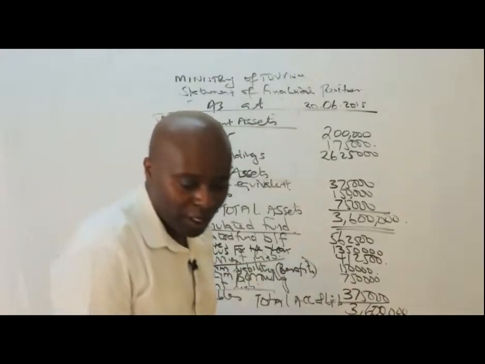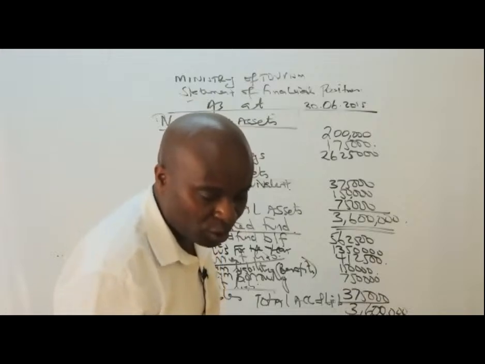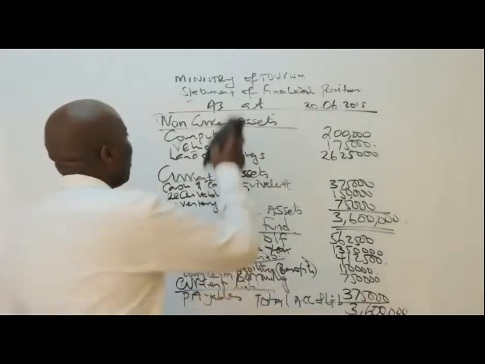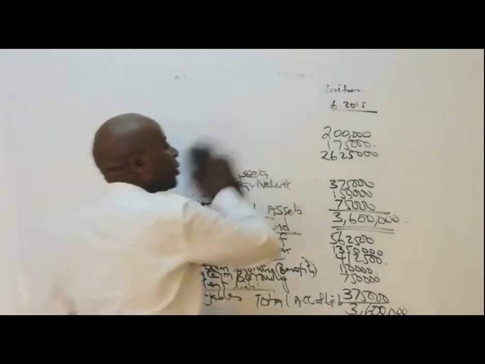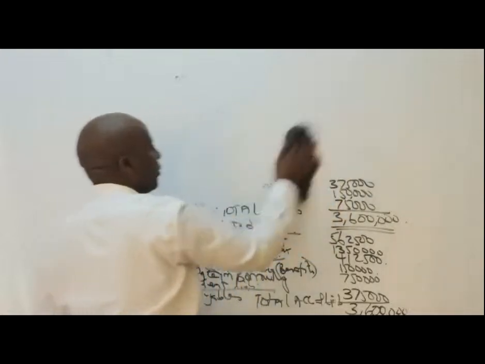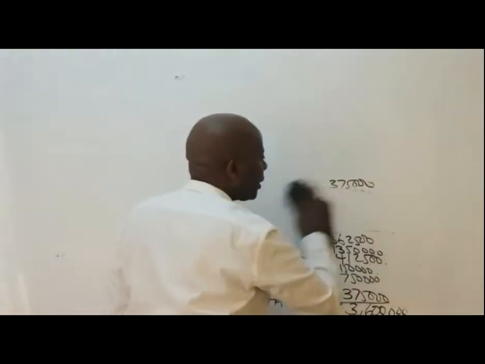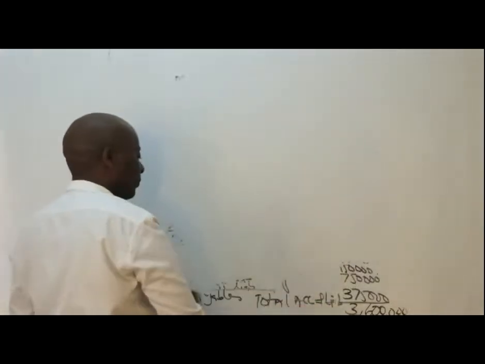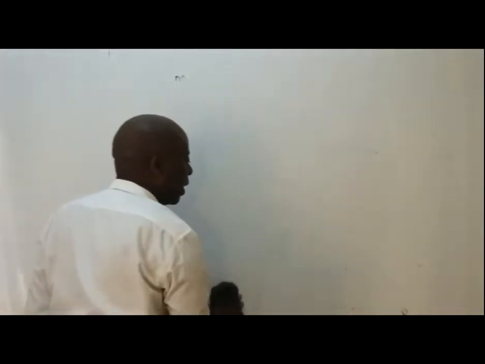Now, ladies and gentlemen, that takes me to IPSAS 24, which is very popular with your examiner. IPSAS 24 talks about budget, budget outturn. And for us to be able to appreciate how budgets are done in government, I would want us to look at December 2013.